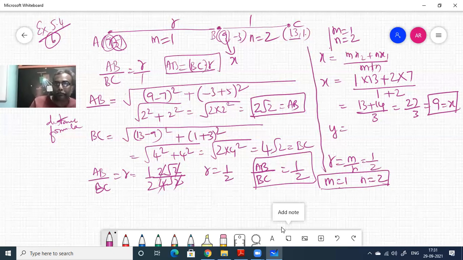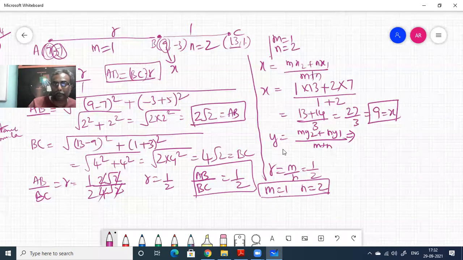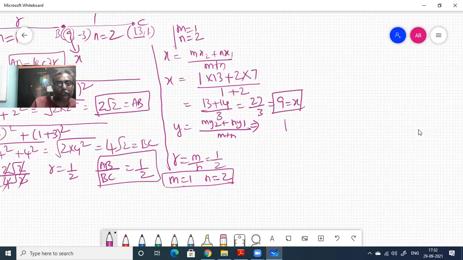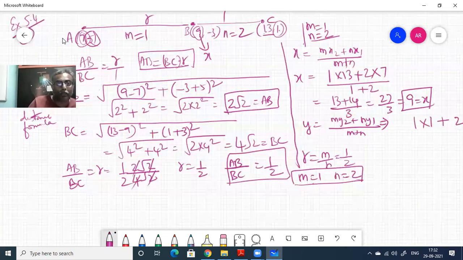y is equal to, again, m into y2 plus n into y1 divided by m plus n. That is equivalent to m is 1, y2 is this one, 1. 1 into 1 plus n is 2, so 2 into y1. What is y1? Go back. y1 is minus 5. This is y1, y1 is minus 5.